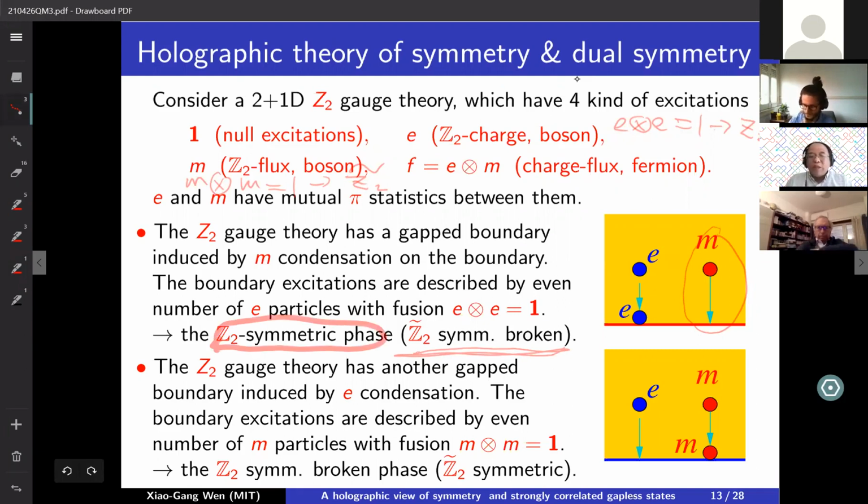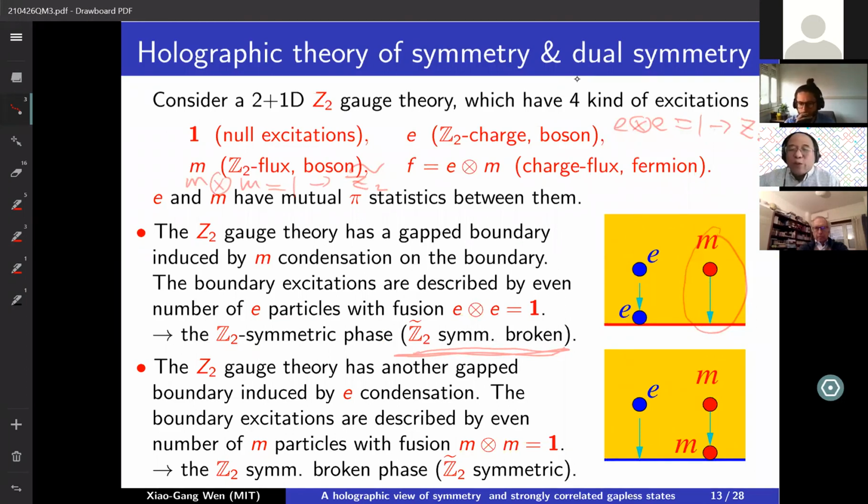So you can see in the bulk, we have a Z2 times Z2 symmetry. But on the boundary, we have to condense something. So the boundary breaks one of them and leaves another unbroken. And that seems to be the picture we just discussed. So in a sense, the boundary of the Z2 gauge theory can simulate this Ising model picture we just discussed.